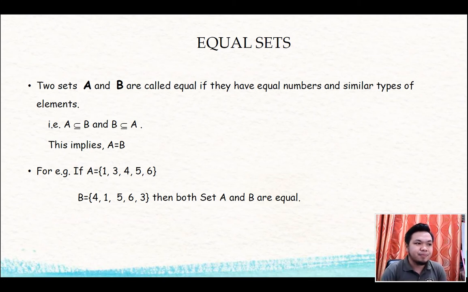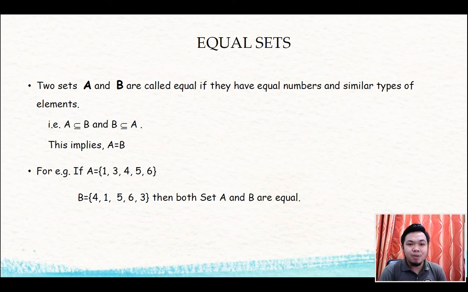Example, if A is equal to 1, 3, 4, 5, and 6, then si B ay 4, 1, 5, 6, and 3, tingnan mabuti na parehas lang ang laman na elements niya. Therefore, we can say that set A and set B are equal to each other. So, yun po ang sinasabi nating equal sets.